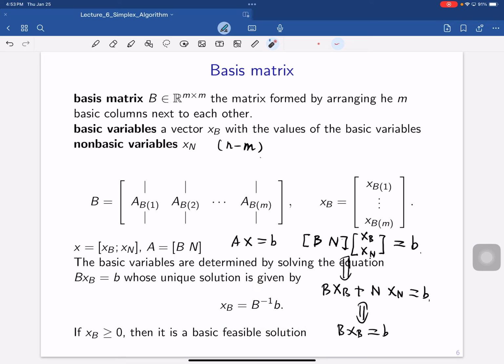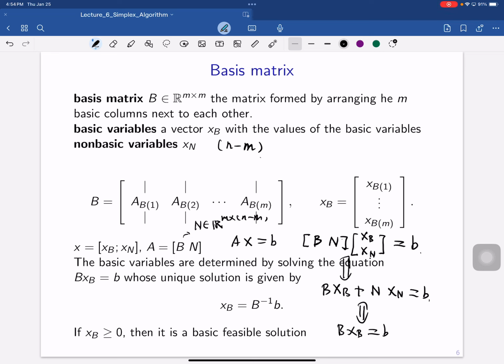Would the dimension of the non-basic matrix still be m cross n? Yeah, so this N matrix is not. The N matrix is in R^(m times (n minus m)). So in total, A has n columns. The basic matrix takes m columns, and then the non-basic one takes the rest, n minus m. Okay. Is this part clear?